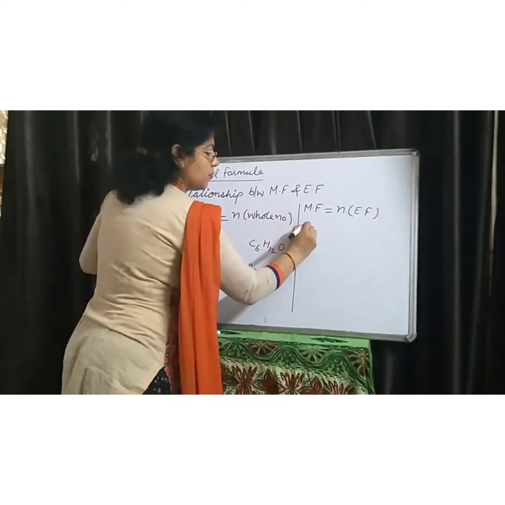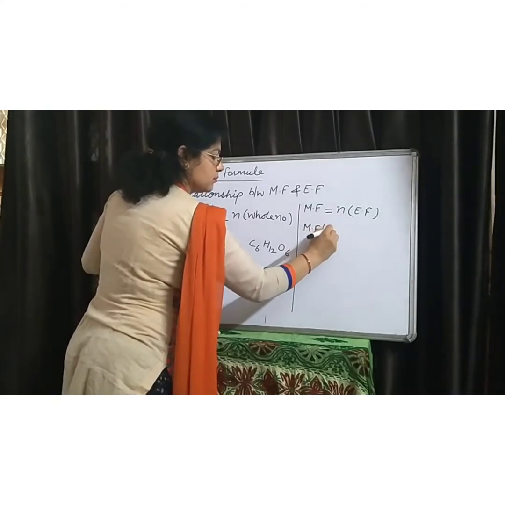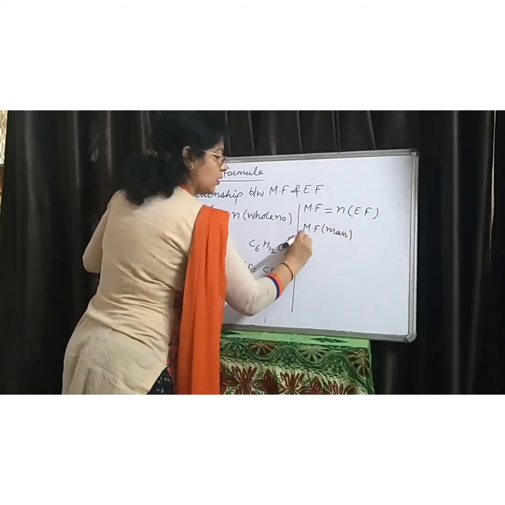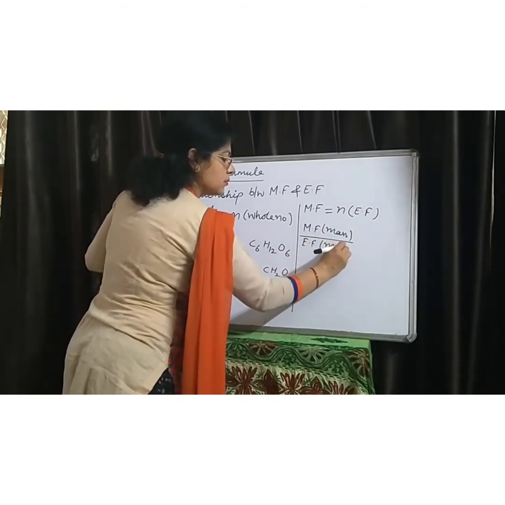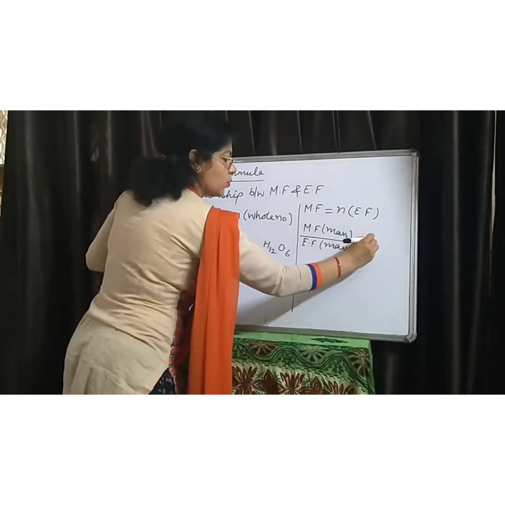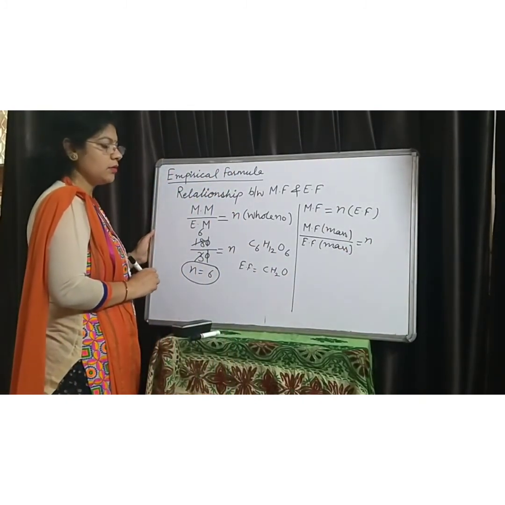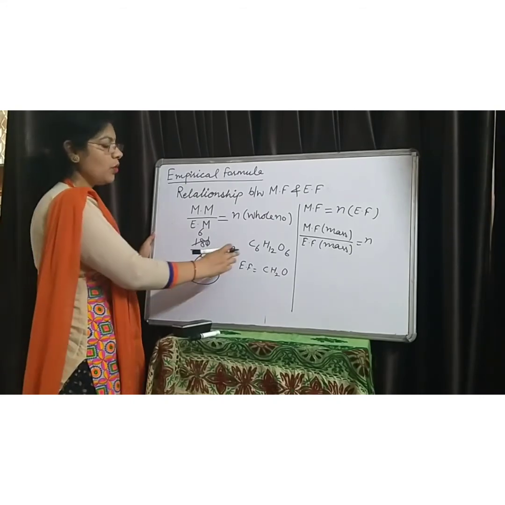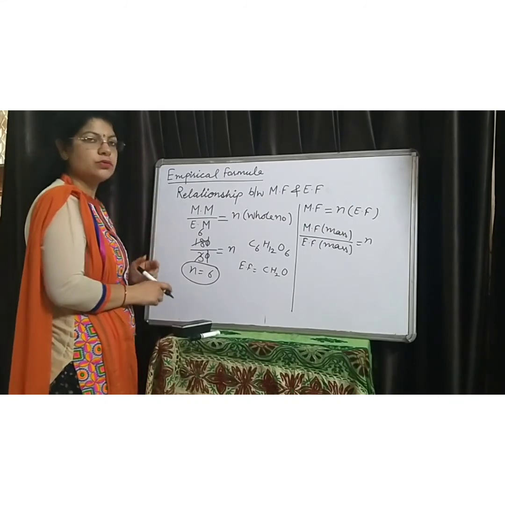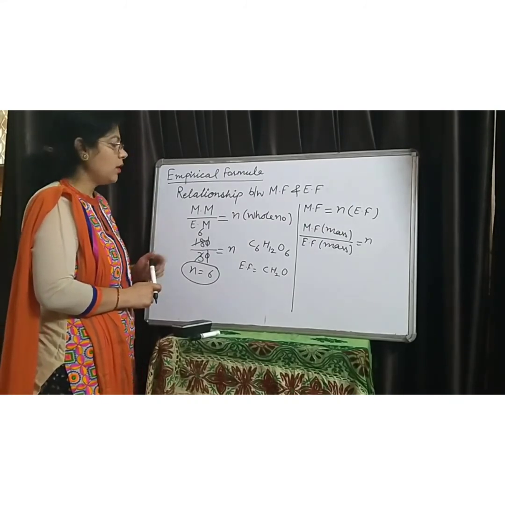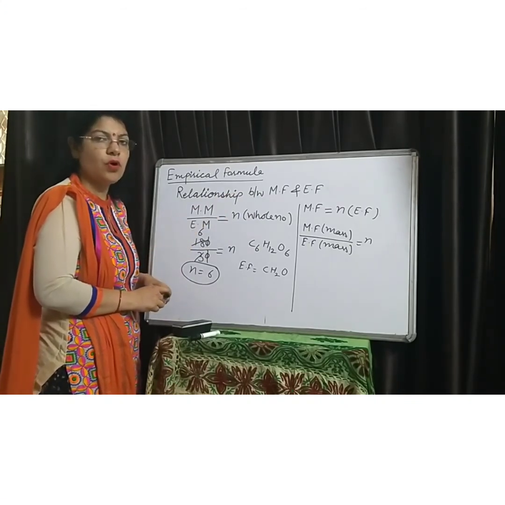or the molecular formula mass divided by the empirical formula mass is always equal to n, where n is the whole number or the common ratio present in the compound. This is all about the empirical formula and the relationship between the molecular formula and empirical formula.